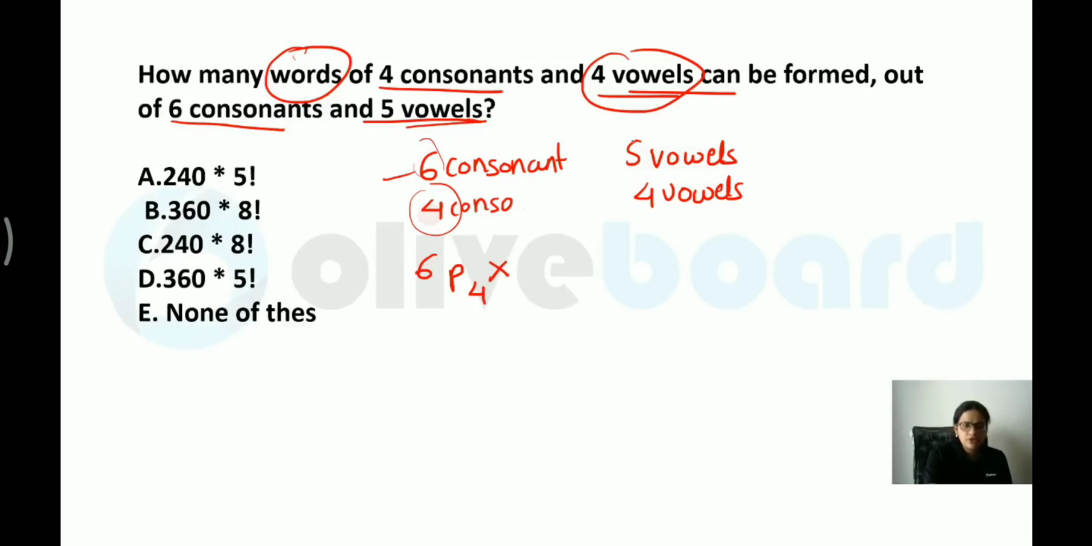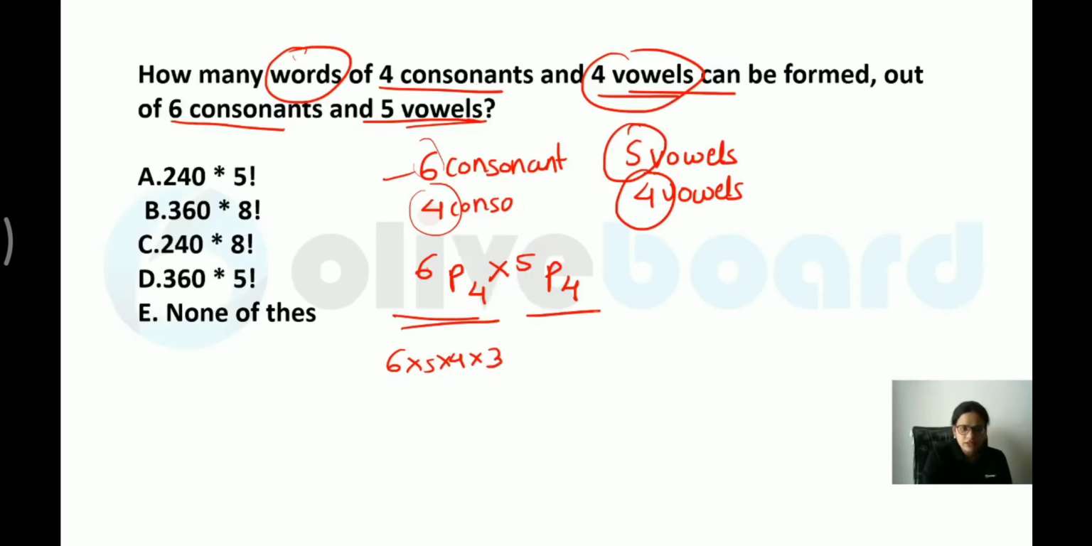And this. So 5 vowels you have to arrange for, what will you write? 5P4 over here. Okay, now you can calculate the value. How will you calculate this? I have told you how to calculate this, right? So count 6 for the 4 digit. So 6 into 5 into 4 into 3.